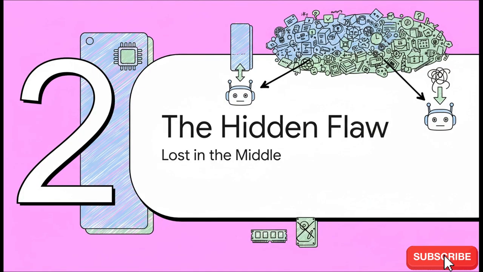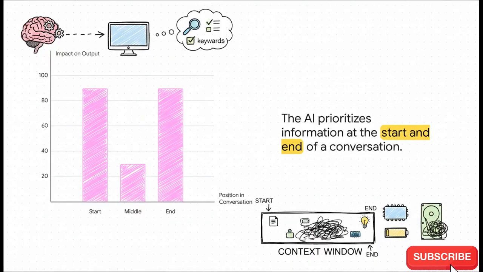And that leads us to this really surprising, kind of hidden flaw in how all of these models work. It's a phenomenon that researchers call lost in the middle. Just take a look at this chart. It shows you how much different parts of a long conversation actually impact the AI's final answer. And you can see the stuff at the very beginning and the stuff at the very end, high impact. The AI pays a lot of attention to it. But all that information buried in the middle, whoa, the impact drops way down. It's like the AI just kind of forgets about it.